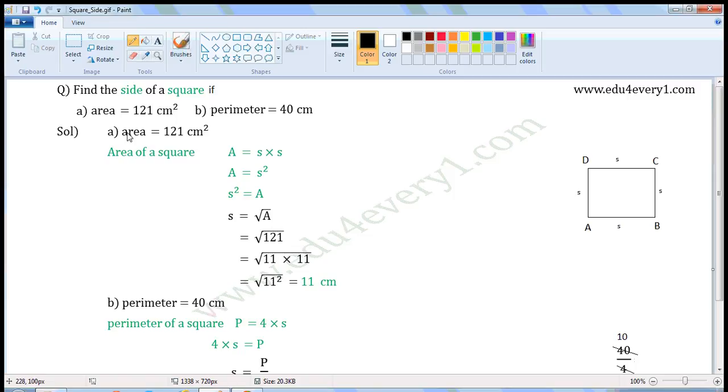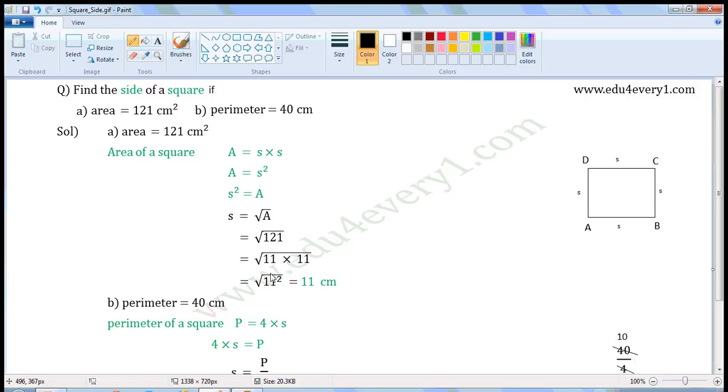Substitute the value of area in this formula. That is equal to square root of 121. We can write 121 as 11 into 11. So we can write this as square root of 11 into 11. 11 into 11 is 11 square. So we can write this as square root of 11 square.